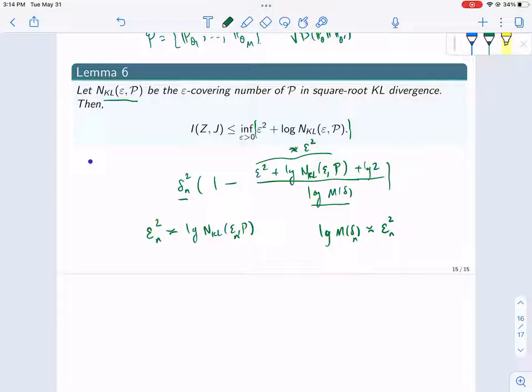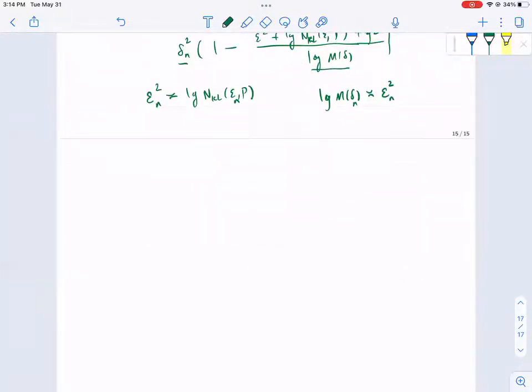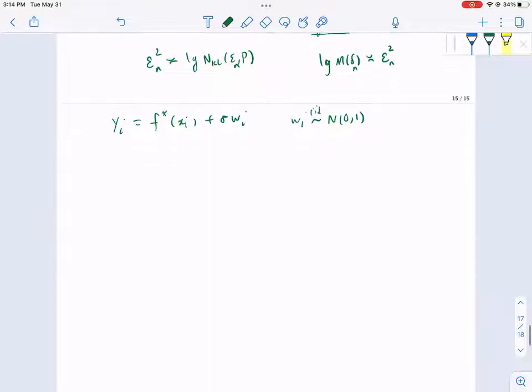So the context of this is what we can use to analyze this non-parametric regression model. As you recall, it's just another version of the normal means model, but we can use the entropy of function classes.